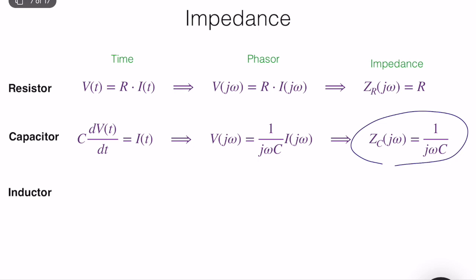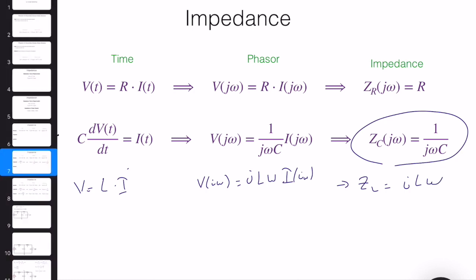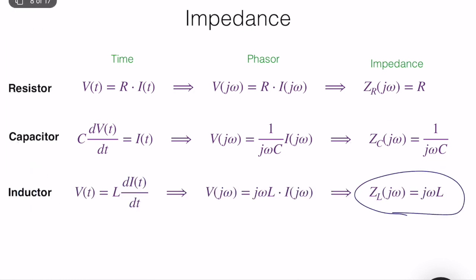Good. The inductor is very similar. v is equal to L times i dot. So V of j omega is equal to, this is even easier, j omega L times I of j omega, and this gives Z_L equal to j omega L. Let's check if it is correct. This is correct. As you can see, we have the impedance of a resistor, capacitor, and inductor, and these are the most important elements for our electrical circuits course in terms of energy storage elements. Good.